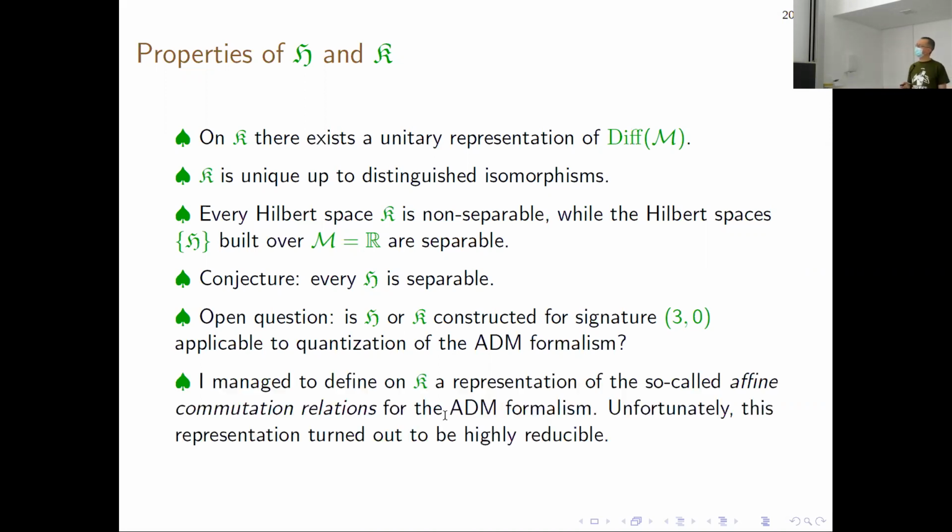Some time ago, I constructed a representation of so-called affine commutation relations for the IDM formalism on this non-separable Hilbert space K. I presented this representation during the recent conference of the Polish Society on Relativity. Unfortunately, sometime later, I realized that this representation is highly reducible, which is not a good property from a physical point of view. So far, this question is open.